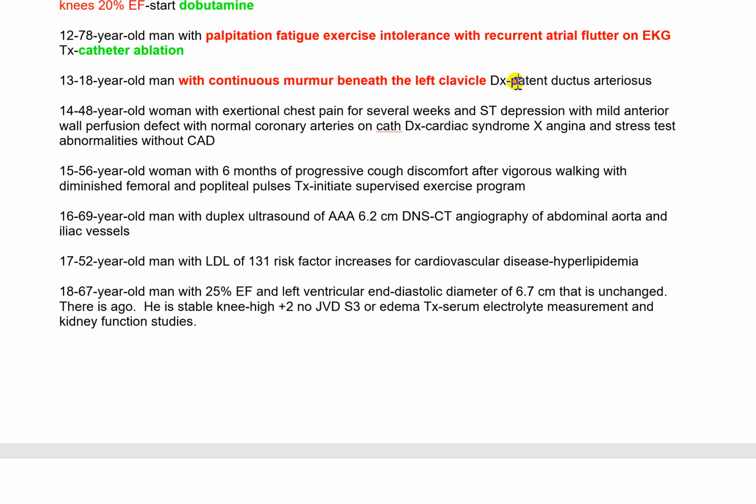When you have a continuous murmur beneath the left clavicle, what does that tell you? Machinery murmur. Patent ductus, PDA, patent ductus arteriosus. Whenever you see a continuous murmur, this is a patent ductus arteriosus.